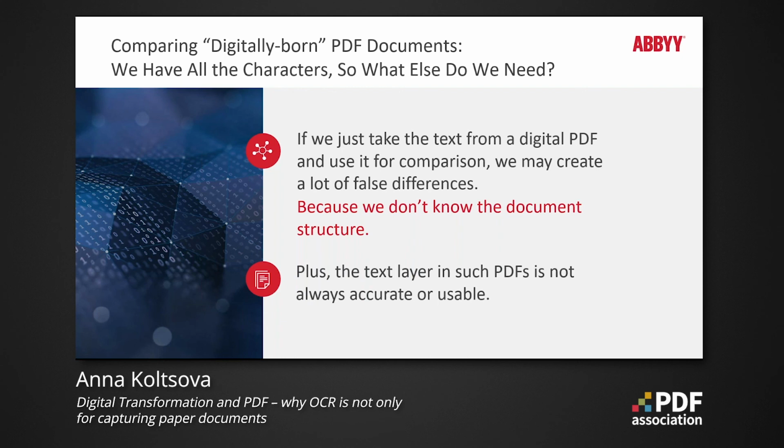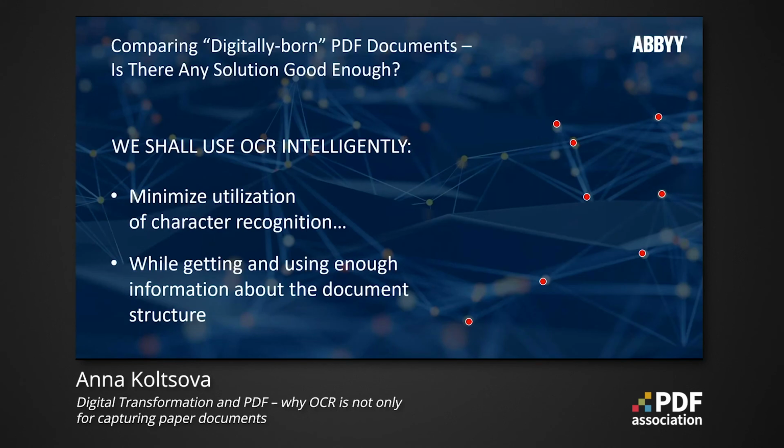Another potential problem with just taking the text from a PDF, which I haven't yet mentioned, but it is there: the text layer in a PDF is not always accurate or usable. We clarified that to compare digital PDFs accurately, it's a good idea to use OCR to know the document structure, and at the same time, it's better not to use OCR due to possible false differences introduced by it. However, in case there are problems with the text layer quality, it's better to use OCR. Is there any good solution for that?